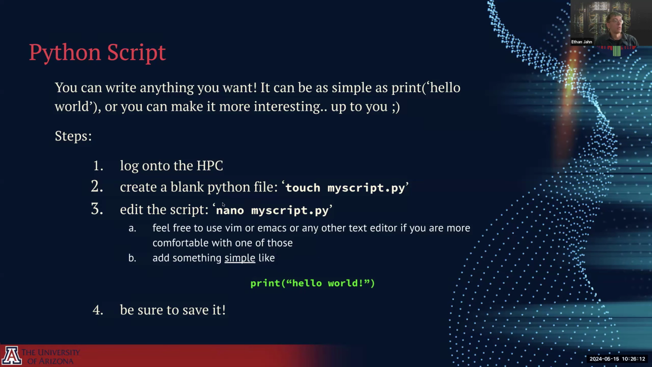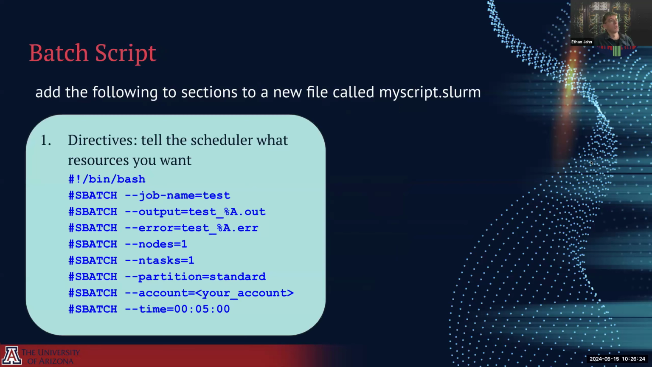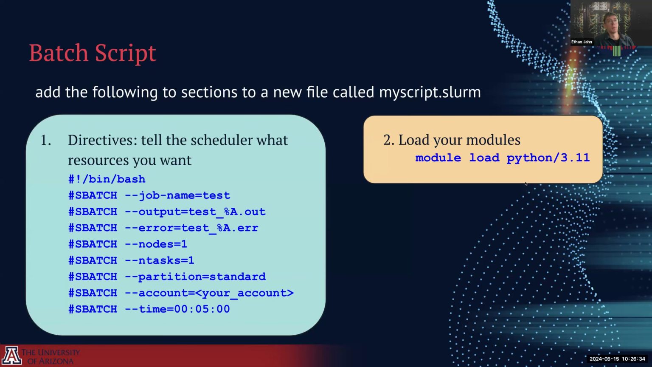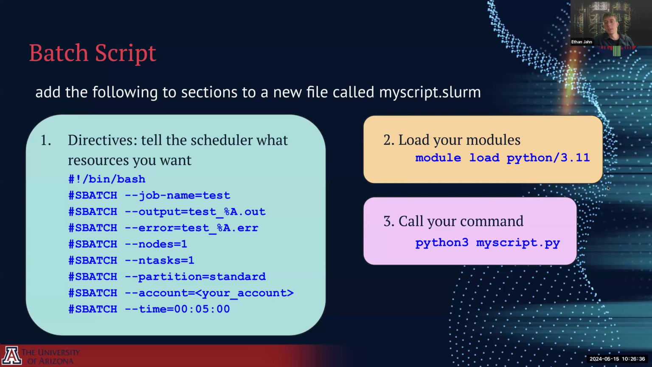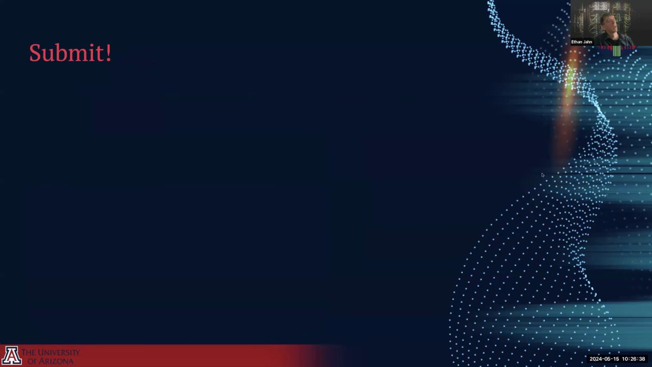Here's the overview of what you're going to do. Log in, create your file, edit the script to include any commands that you want, and then save it. Once you've saved it, you create your batch script, and I have a few extra options in here that we didn't see before, such as output and error. Load your modules, call your command. We saw this in the previous batch script, and then submit. Send it to the scheduler.